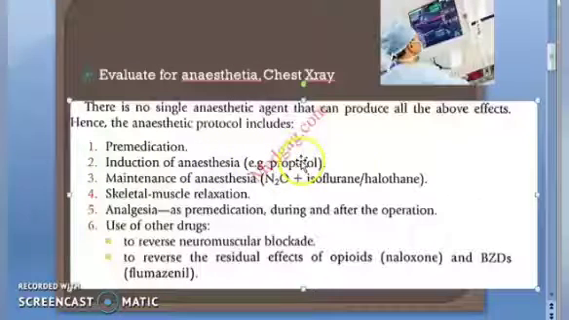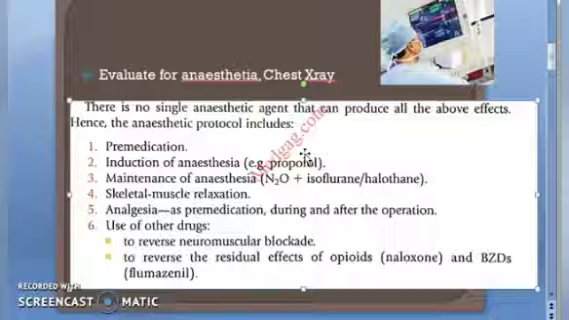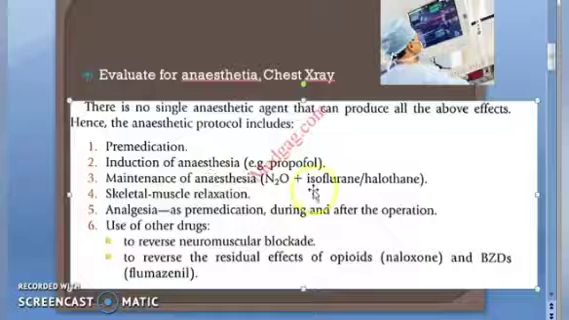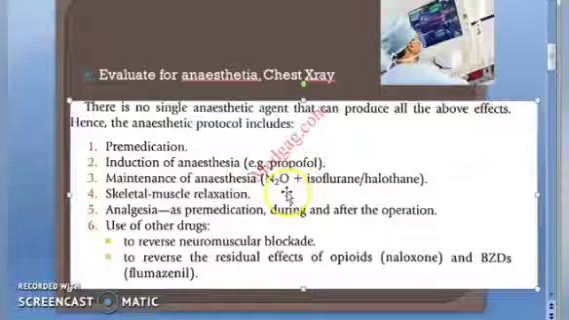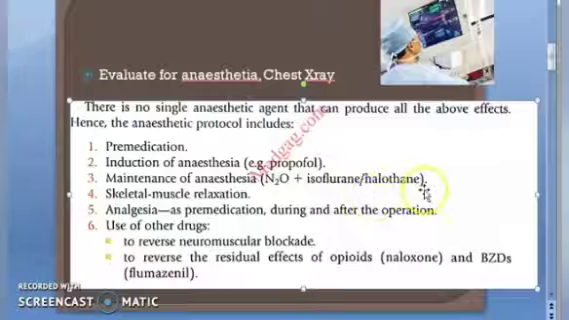Then pre-anesthetic medications are given to reduce anxiety and all that. Induction, usually they'll use propofol. Propofol is used for induction. Very common it is. If propofol is not available, they'll use thiopental sodium, okay? So that is for induction of anesthesia. Maintenance of anesthesia, they will use usually nitrous oxide plus isoflurane and halothane. We will come to all these drugs, okay? Just know this much. These are done as a protocol.